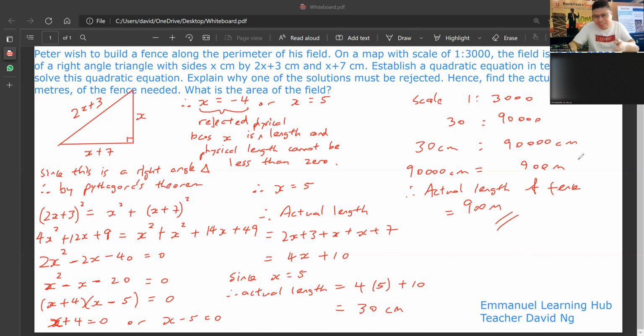Okay. Because I practice what I teach you, that's why I remember the scale. You know, I completely forgot about the scale already, to be frank. If not, I would move on to area already. Once I got 30 cm, I'm happy. I think that's the actual length, that's the answer. Then I move on and find area already, to be frank with you.